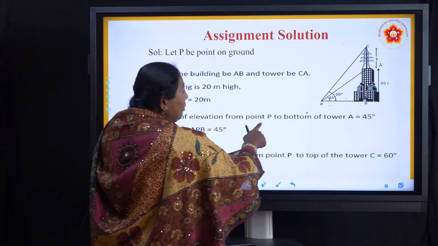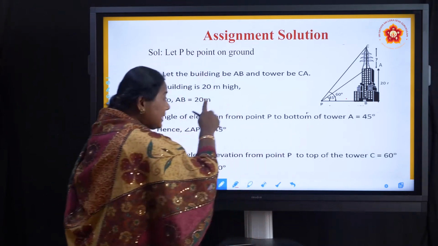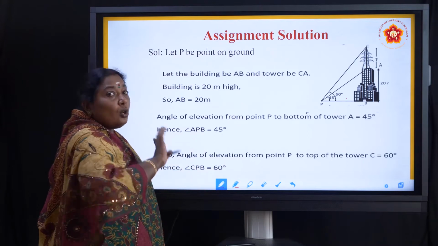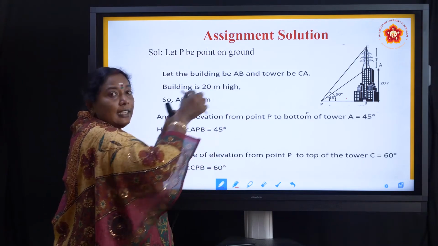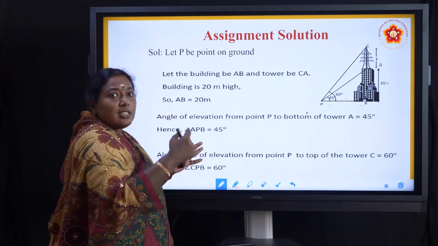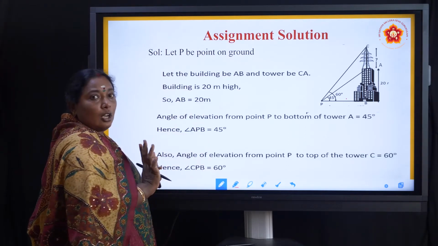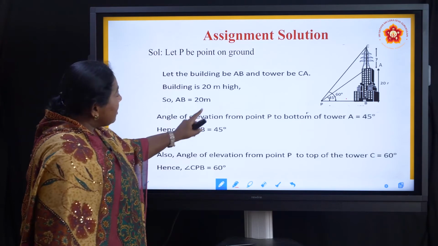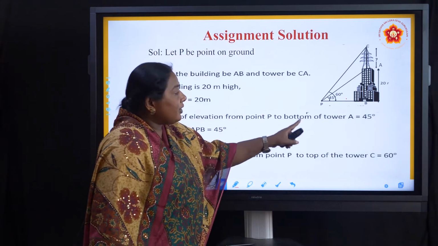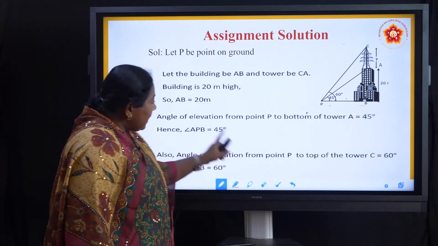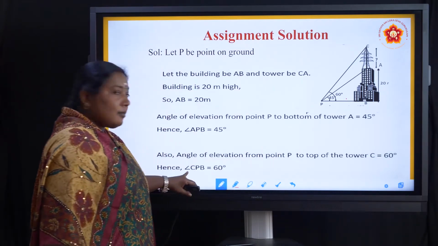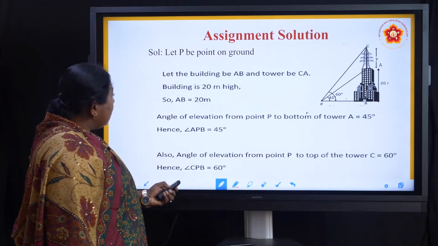Angle of elevation from the point P to the bottom of the tower, the same words are given in the question. You don't have to memorize and all. Just write the question. Mark in the question itself. This is first point, this is second point, this is third point. Just write it. That's all. Okay. So angle of elevation from the point P to the bottom of the tower 45, and the same thing to the top of the tower 60. This is what we wrote. Next.